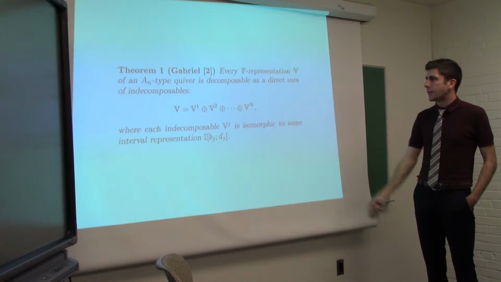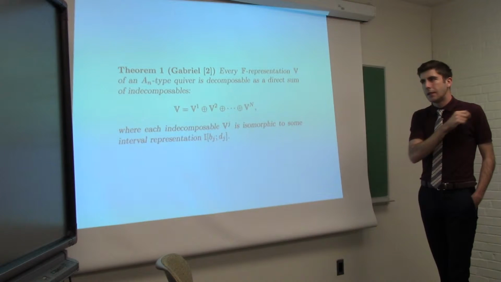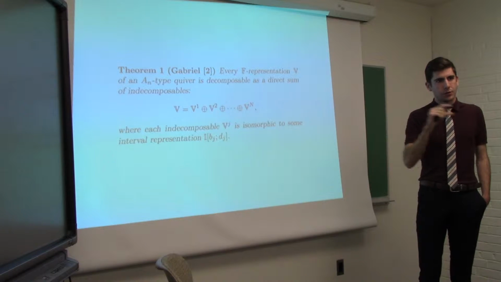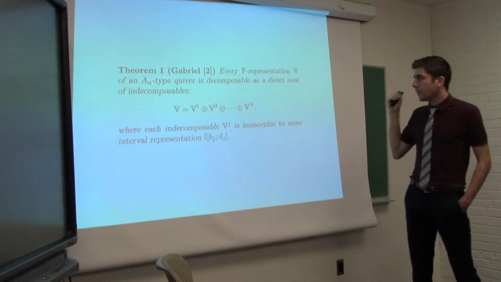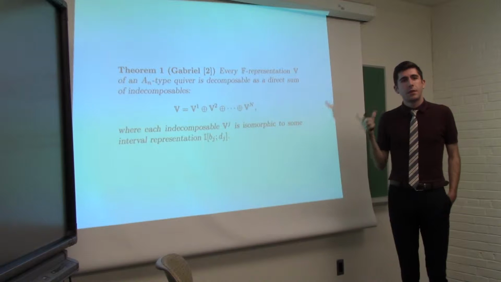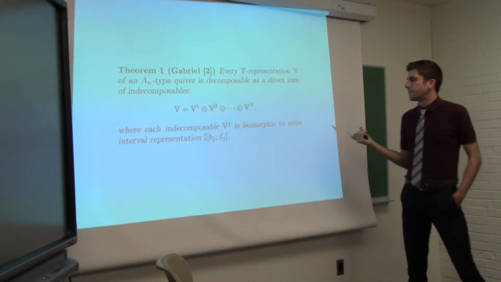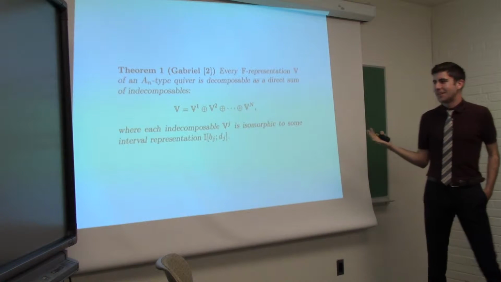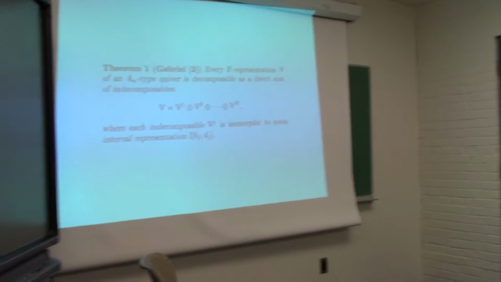What Gabriel's theorem says is that when breaking down these A_n type quivers, which are just linear quivers, just a straight line of maps, the irreducibles are just the intervals, the birth and death times of these basis elements. With that, I'm going to start building up a diagram on the board to understand why this is the case.